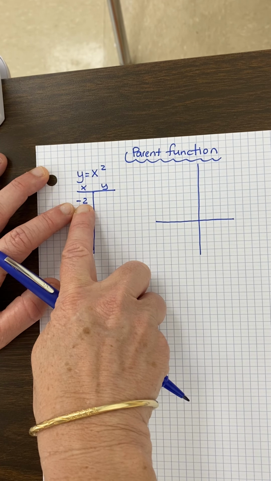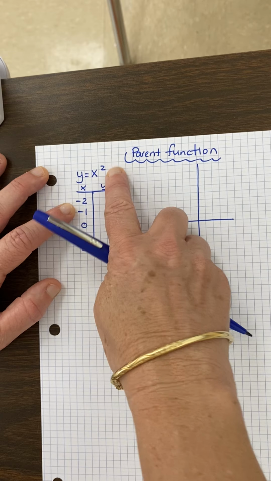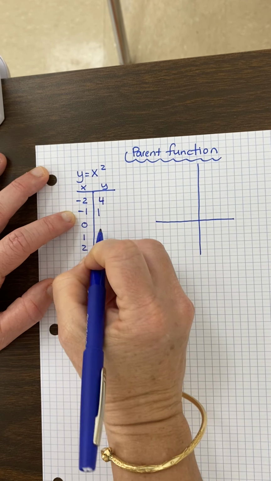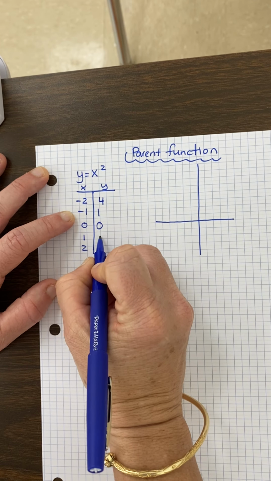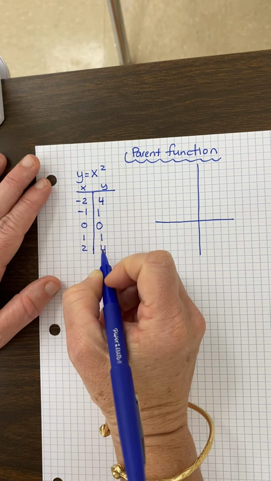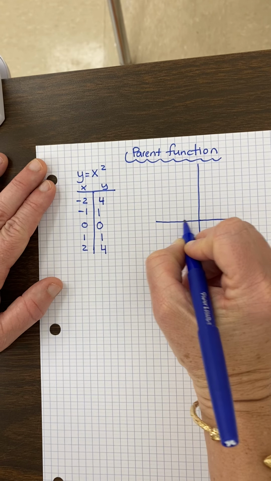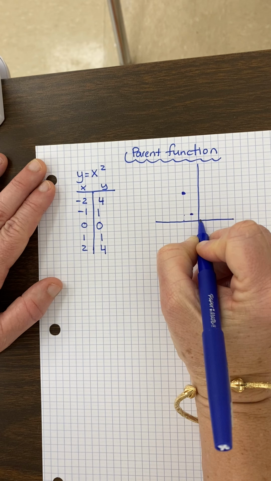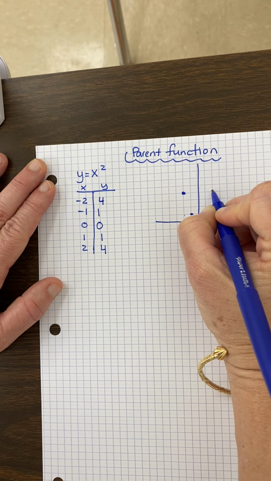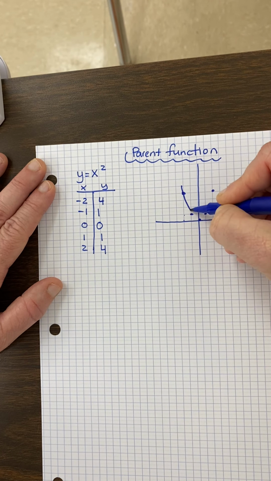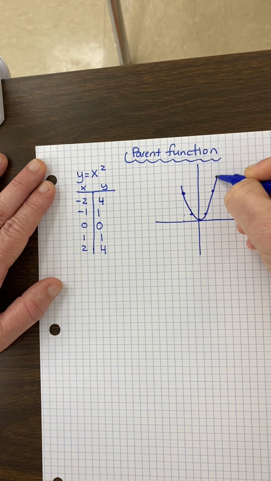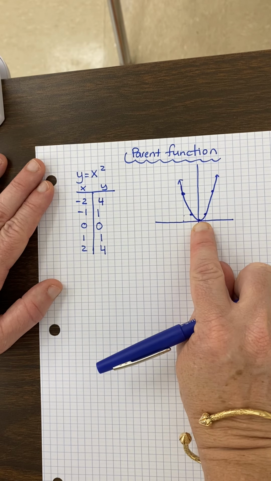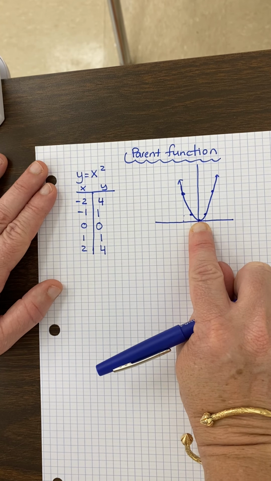Okay, I'm going to plug in -2. -2 squared is 4. -1 squared is 1. 0 squared is 0. 1 squared is 1. 2 squared is 4. Okay, when I graph this, -2, 2, 3, 4. Okay, so now I want to take a look, and we know that this goes on forever, right? Like this goes up and up. So when we look here, the vertex is at the origin. The vertex is 0, 0.